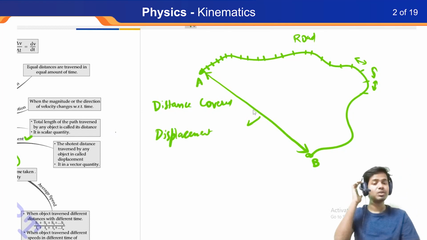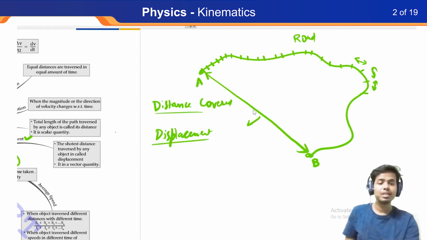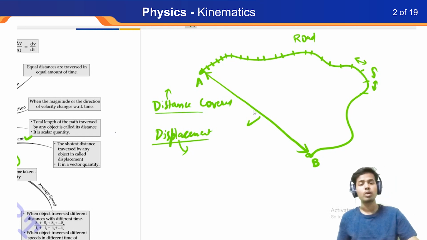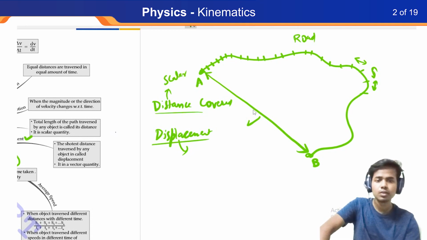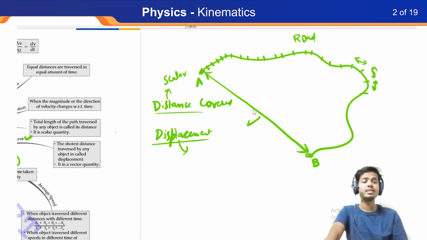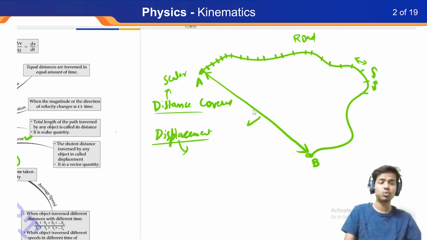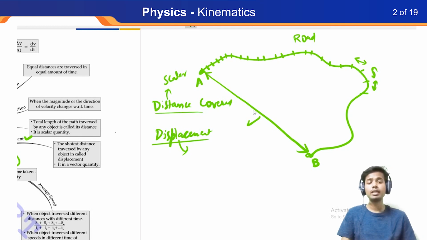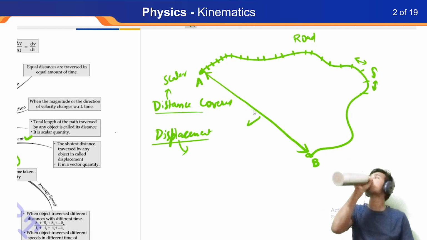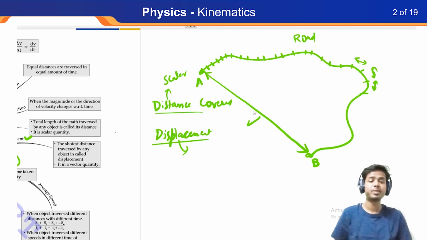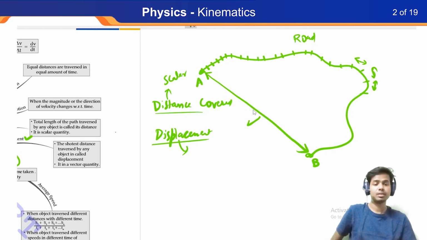There is a basic difference between distance covered and displacement. This is the total distance covered, while this is the shortest distance between the initial point and the final point. This is a scalar quantity. Why is it a scalar quantity? Because it does not have a direction. When you say that I have covered this much amount of road journey, you do not tell that in this direction I covered this many kilometers and in that direction I covered that many kilometers. But in displacement, it is very vital to know the direction.